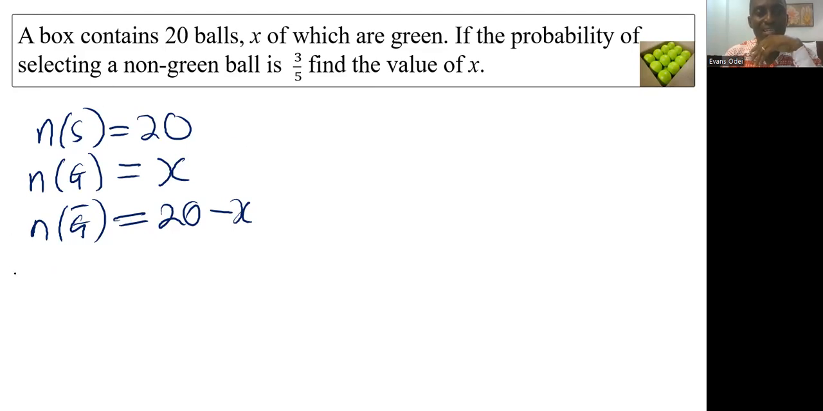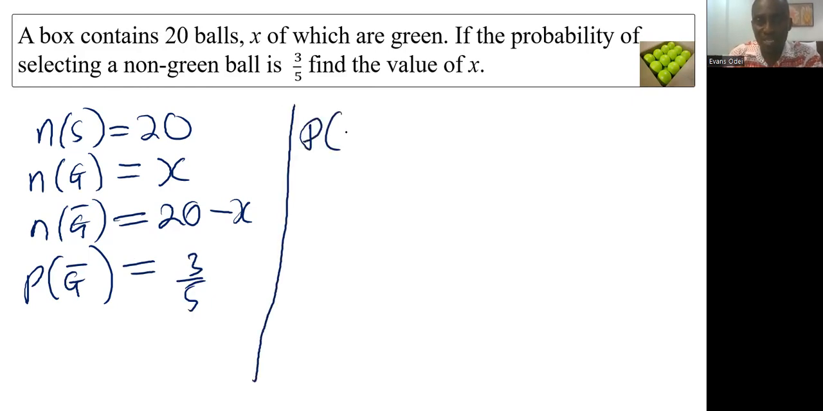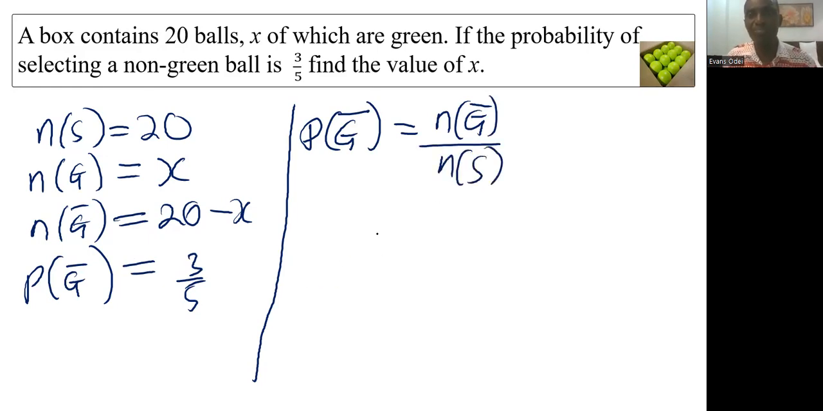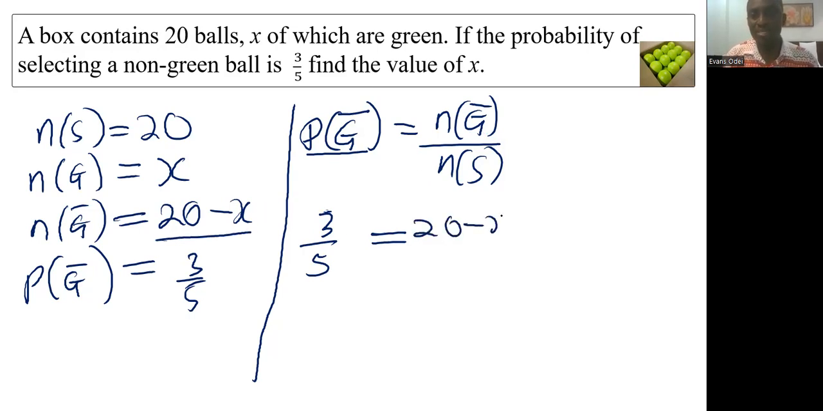Then the question gave us the probability of selecting non-green is equal to 3 on 5. Now, if you want to define the probability of an event, let's say the event of not green, it should be equal to the number of the non-green over the number of sample space. This is what we've defined all this while. So the probability of non-green has been given as 3 on 5. So the number of non-green, we said that is 20 minus X, over sample space, which is 20.